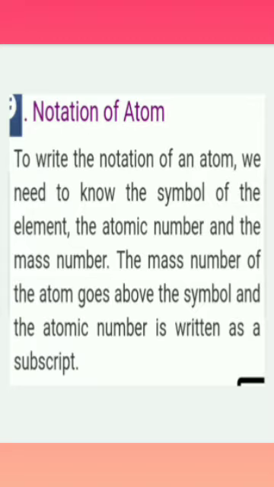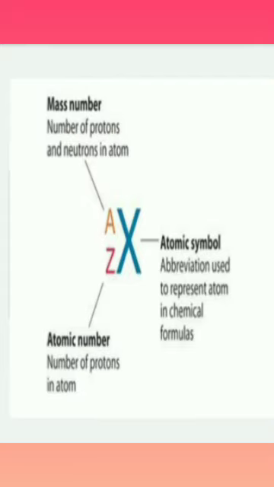The mass number of the atom goes above the symbol, and the atomic number is written as a subscript, right below the symbol of the element. Look at this. Here X is the atomic symbol of the element, and A is the mass number.